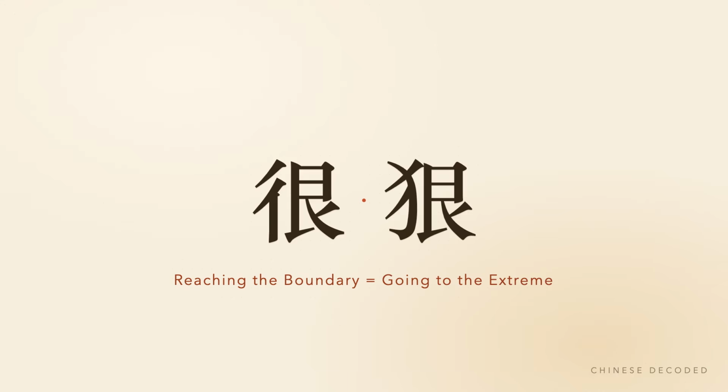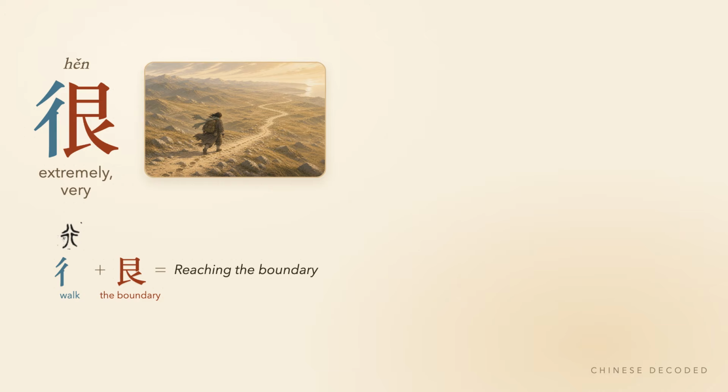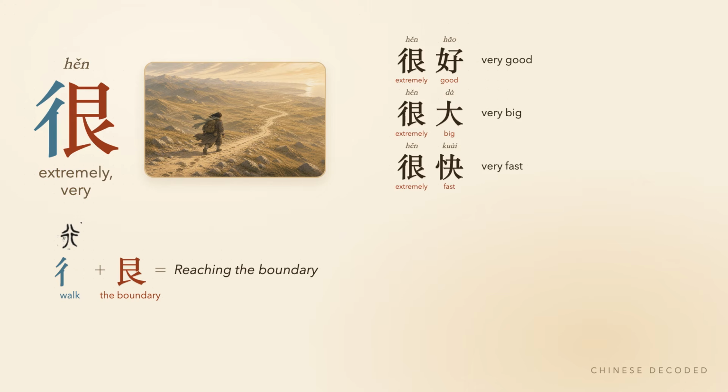Reaching the boundary is going to the extreme. 很, extremely or very: to walk plus the boundary. Walk all the way to the boundary. You have gone to the extreme. That is 很, extremely, very. 很好, extremely good, very good. 很大, very big. 很快, very fast.